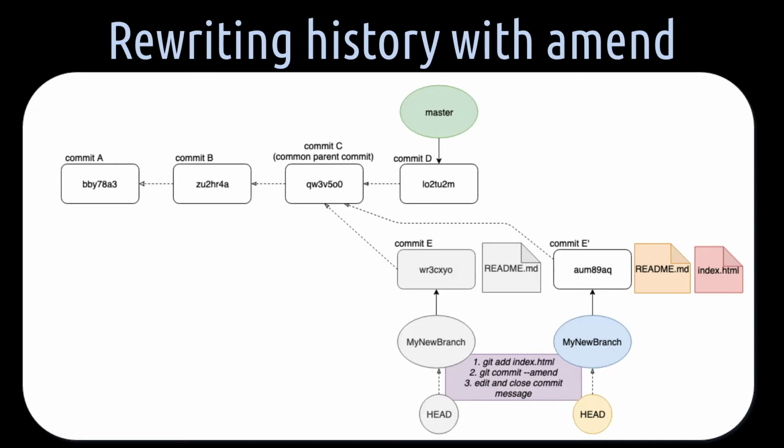With that, the existing commit E is unrolled and our Git default text editor with the previous commit message of commit E is opened. Once we have edited, saved and closed this commit message, the index.html file from the staging area and the README file from commit E are added to a new commit E apostrophe.